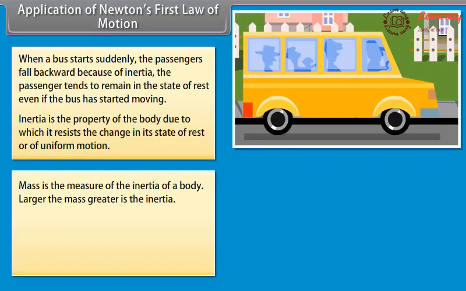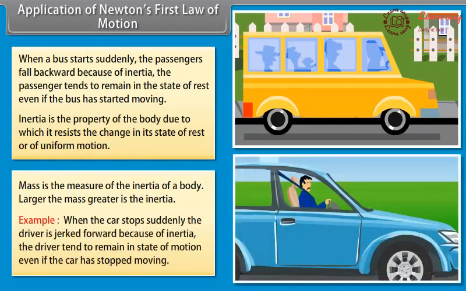Mass is the measure of the inertia of a body. Larger the mass, greater is the inertia. Example: when the car stops suddenly, the driver is jerked forward because of inertia. The driver tends to remain in state of motion even if the car has stopped moving. Newton's second law of motion.